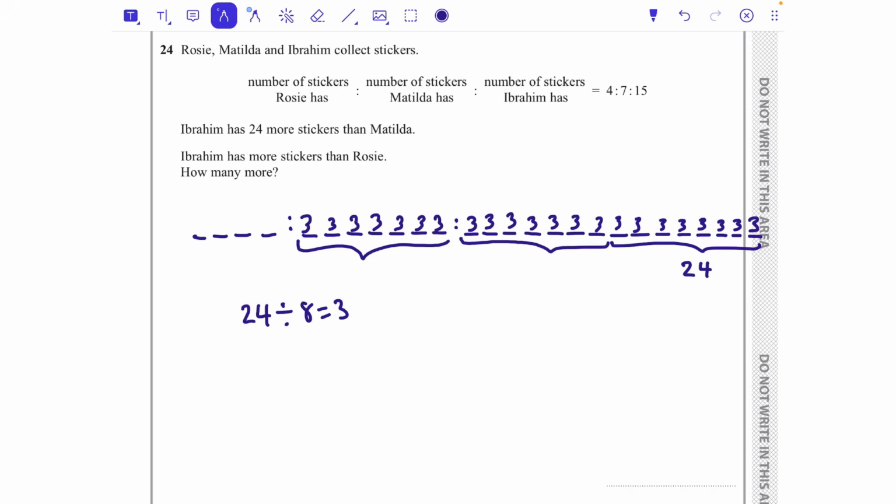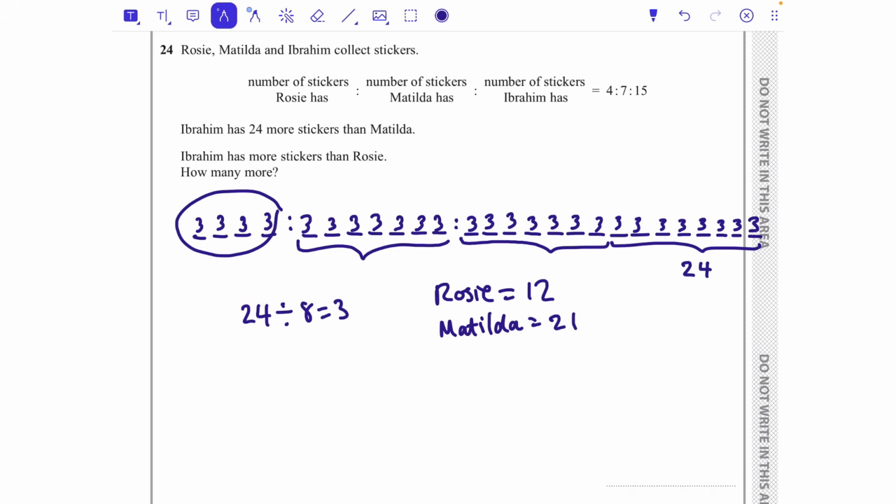I've committed to it now, so I've got to finish it. Okay, they've all got 3s on. So therefore Rosie has got 12 stickers altogether because she's got 4 lots of 3. Rosie equals 12. Matilda has 7 lots of 3, so she has 21 stickers. And Ibrahim has 15 lots of 3, so he has 45 stickers altogether.